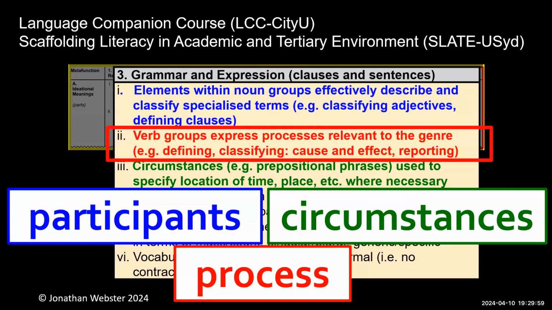Elements within noun groups effectively describe and classify specialized terms: classifying adjectives, defining clauses. Verb groups express processes relevant to the genre: defining, classifying, cause and effect, reporting. These are the kinds of things you look for. Is it there in your text?